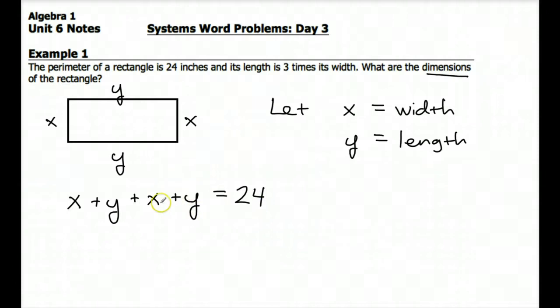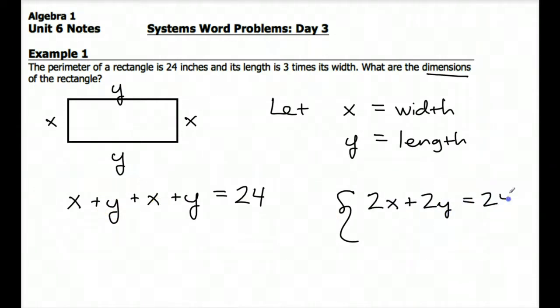Okay, so my first equation for this system that I'm writing is going to be 2x plus 2y equals 24. Okay, from this fact right here. My second equation I'm going to get from this fact right here. We know that the length is 3 times the width. So the length of my rectangle is y, so I'm going to say y equals 3 times the width, which is 3 times our width x. So our second equation is just going to be y equals 3x.